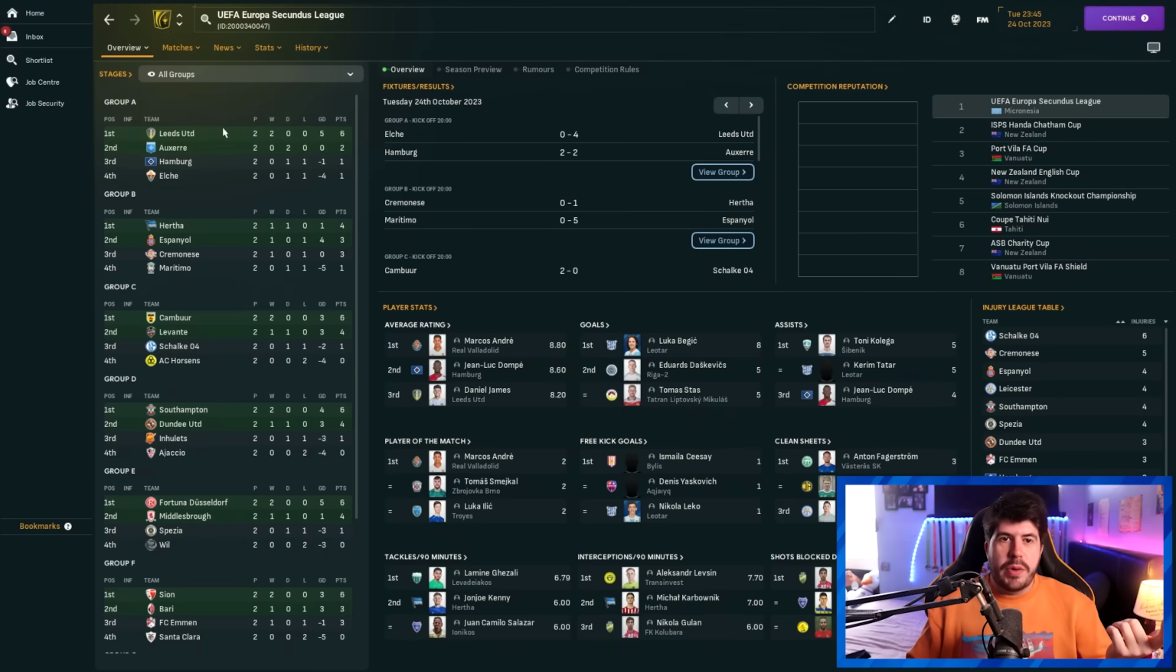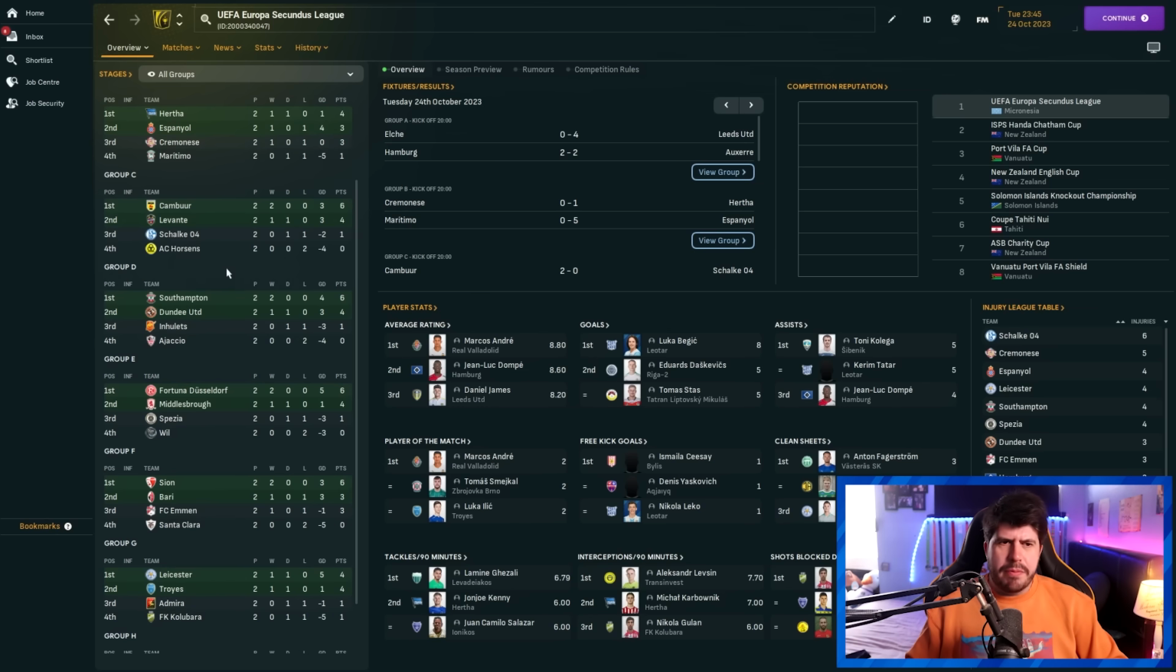Leeds have obviously got back-to-back wins in there. Second place in that group is looking pretty tight, though. Same here with Maritimo cut off at the bottom. Canberra have started very well, considering they only got in through the playoffs. Southampton have picked up a result, and it looks like Dundee United have actually picked up two very good points.